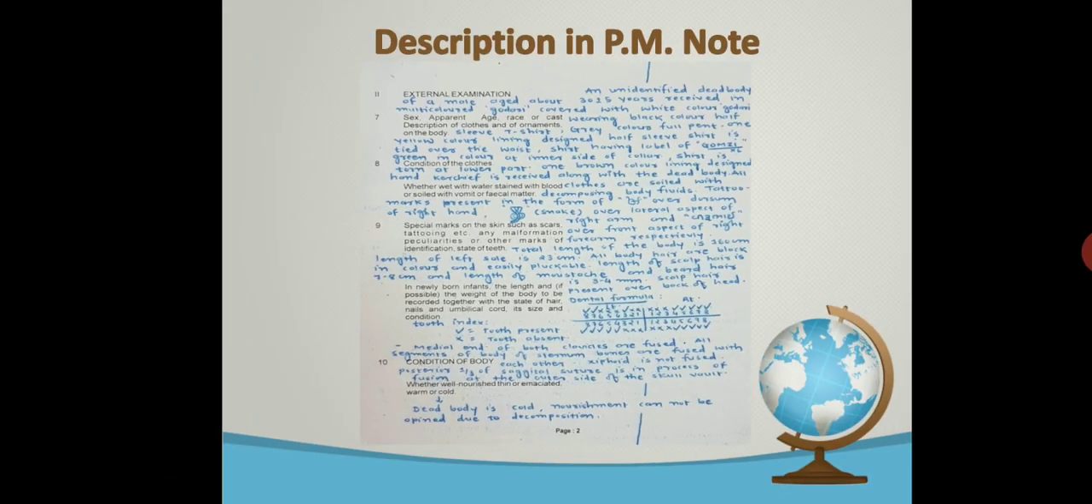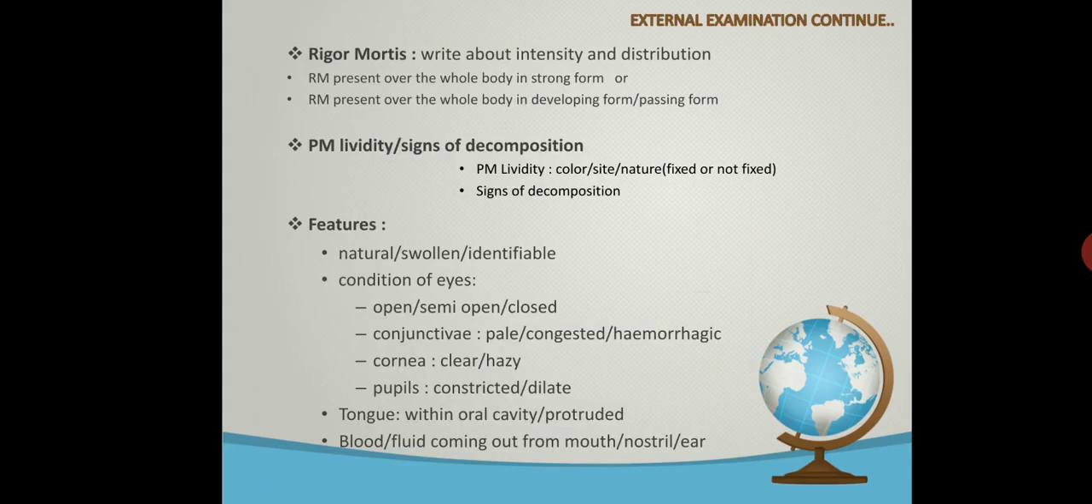Okay, now move onward. In the external examination, there is page number 3, which starts from column number 11. So you have to mention the rigor mortis. Why is rigor mortis useful? For the time since death. Okay, so you have to mention whether the rigor mortis is in the strong form, developing form, or passing form. Ultimately, in column number 12 of external examination, you have to describe the postmortem lividity. So you have to describe the color, site, nature, and signs of decomposition if present. Okay, so all that differs from case to case.